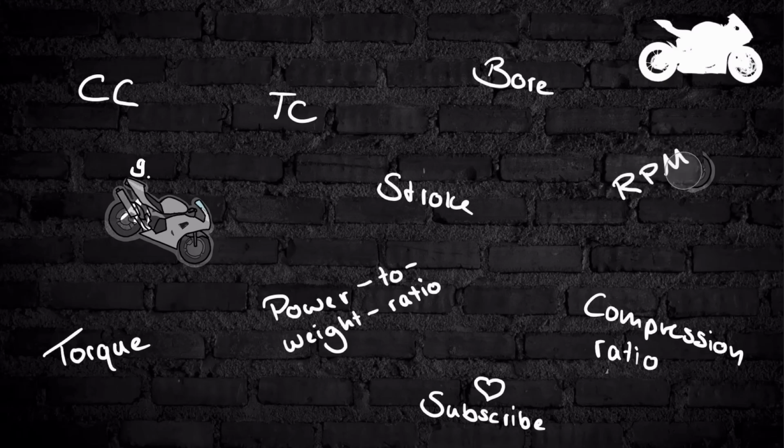RPM means revolutions per minute and indicates how fast the engine's crankshaft turns. The usual maximum RPM of motorcycles are between 12,000 and 16,000 RPM. Higher RPM means a higher engine speed. With the same amount of torque, higher RPM leads to more power.